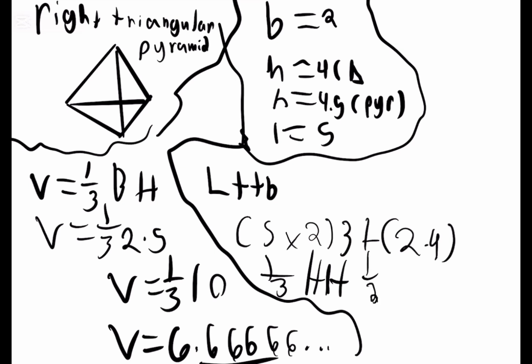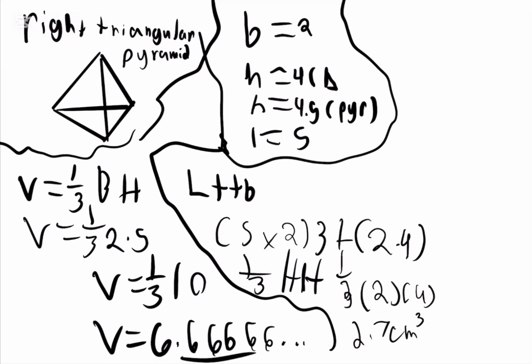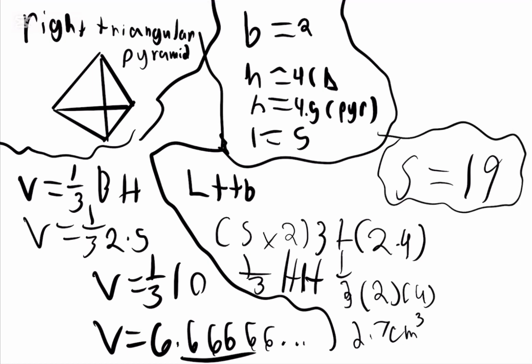1/3 times 2 times 4, which will bring our total to 2.7 cm. So then, using that, our final surface area would be 19. And that is how you find the surface area and volume of a right triangular pyramid.